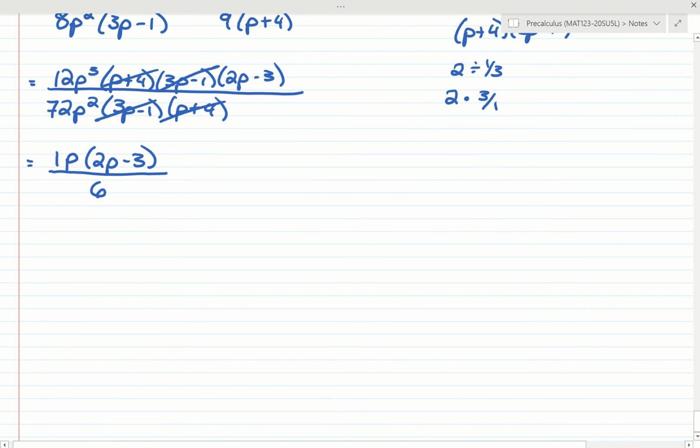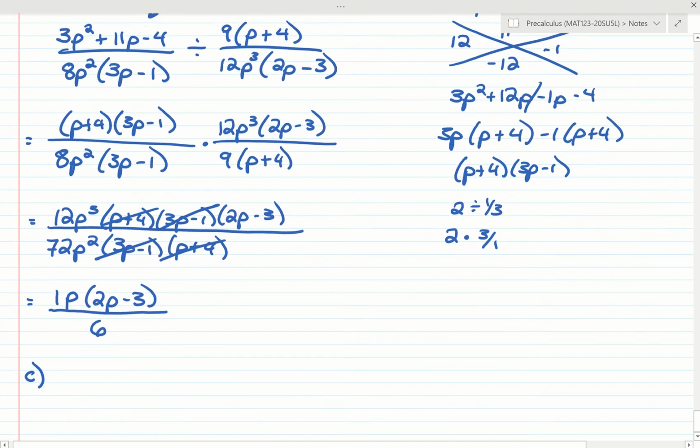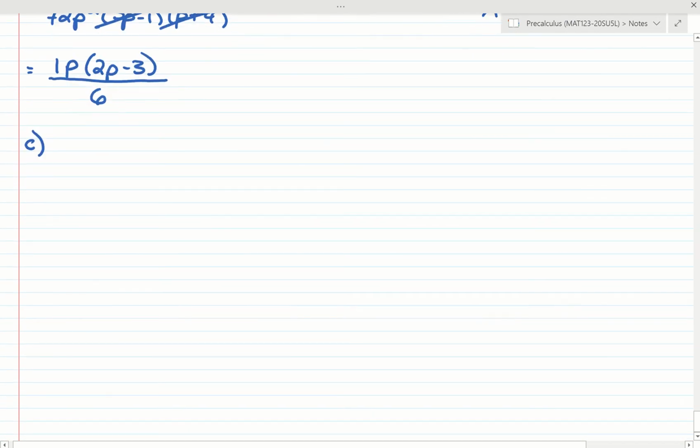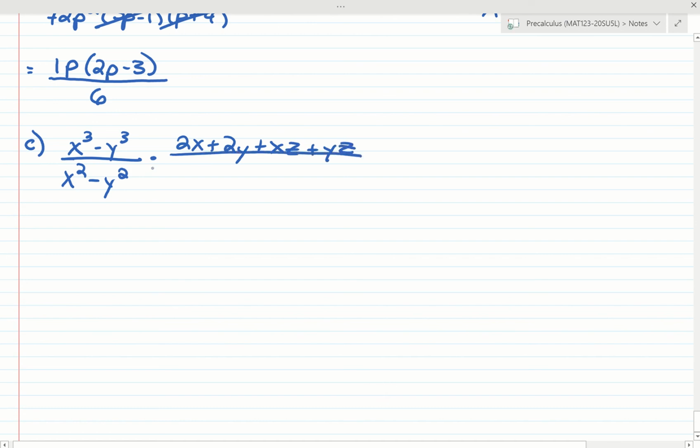Try one more. If we had a problem like this. I think I'm numbering them like this. Yep. So C, we have x to the third minus y to the third, so that's a difference of perfect cubes. We have a difference of perfect squares, x squared minus y squared, times 2x plus 2y plus xz plus yz, over 2x squared plus 2y squared plus zx squared plus zy squared. All right, so let's get to factoring.